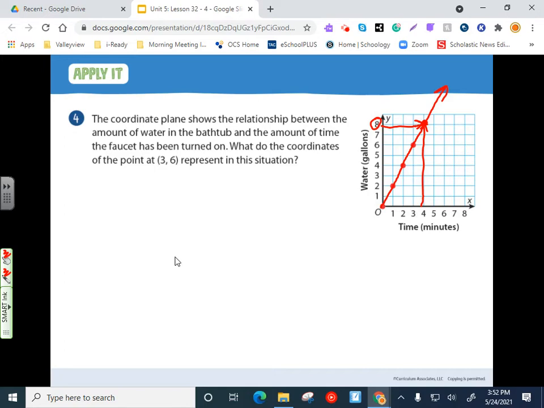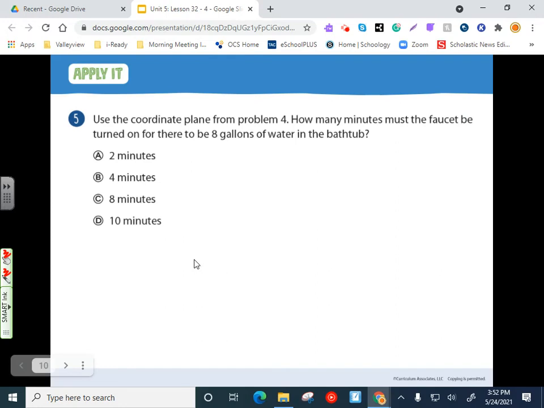So let's go back. Yep, after 8 minutes is when we get to 4 gallons. Oops, 2 oopses in a row. All right, 4 minutes.